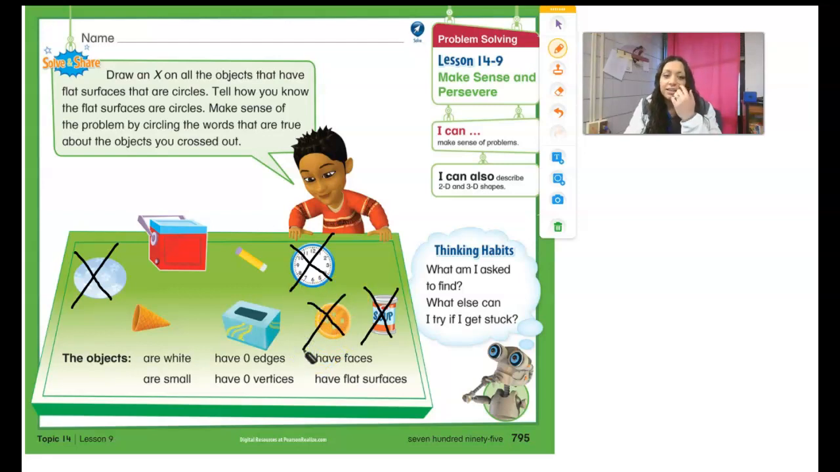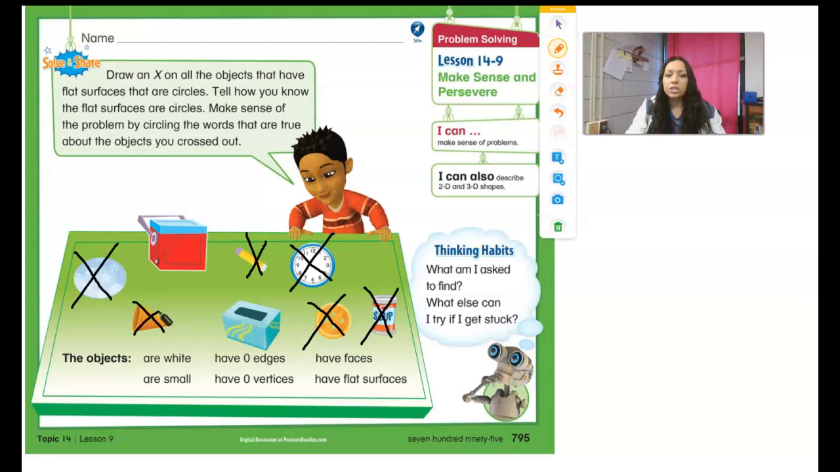Very good. Okay, what about this glue stick? Think about a glue stick. That has circles at the ends, so we can cross it out. How about the Kleenex box? No, it has those rectangles or squares that are flat on it. And what about a cone? A cone at the bottom has that circle, okay? So then we're going to look at all these objects, and we're going to see if we can think about what they all have in common, okay?